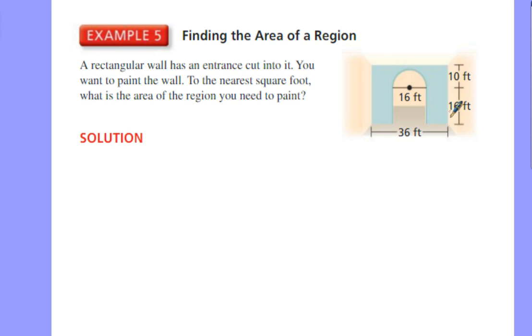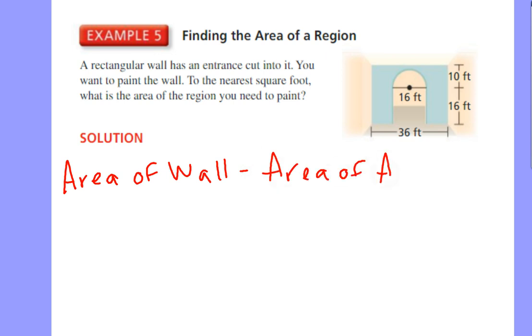Well, let's think about this. If the whole blue dynamic here is our wall, we cut this kind of archway into it. I want to paint the whole wall minus the archway that I created. So we're going to have to think about this as the area of wall minus the area of archway. So that's really what we're kind of contemplating here.